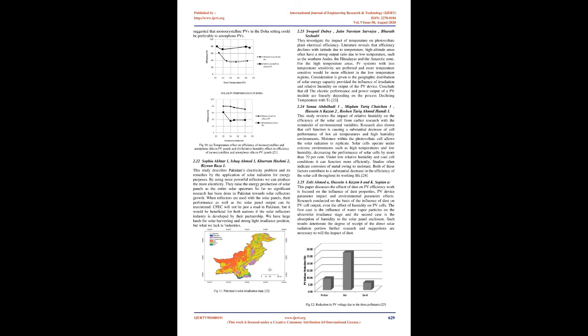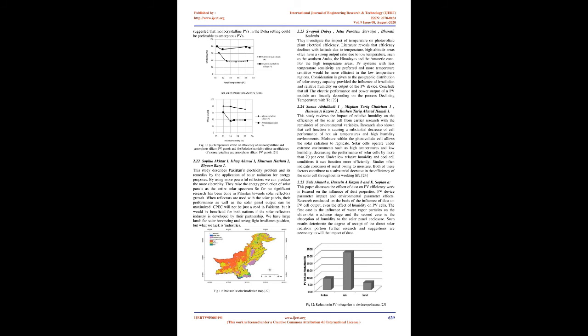of about 10%. The analysis showed a decrease in panel output as the relative humidity and temperature of the PV panel rise from the reported minimum values of 22% and 40 °C. On the other side, amorphous PVs were more influenced by temperature and relative humidity changes above 40 °C and 22%. This suggested that monocrystalline PVs in the Doha setting could be preferable to amorphous PVs.